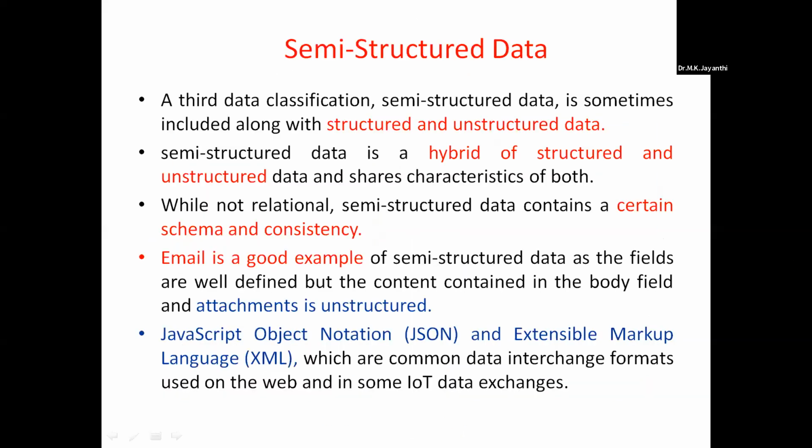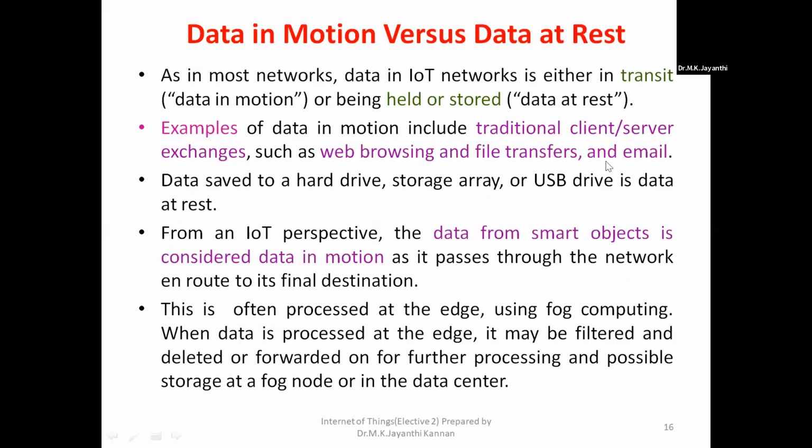data in motion versus data at rest. We already studied in other languages, classes and objects, static data and dynamic data. Static means it is predefined, the values are fixed, and it will not change throughout the program. If it is dynamic, it takes different values during different occurrences. The same way, data in motion versus data at rest. Data in motion means it is a dynamic part of the data, and data at rest means it is in static form.